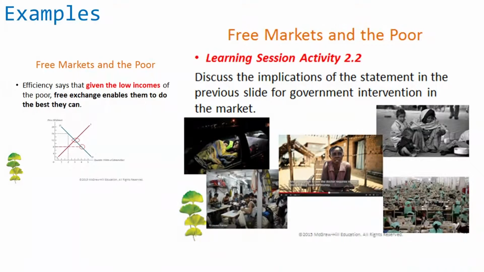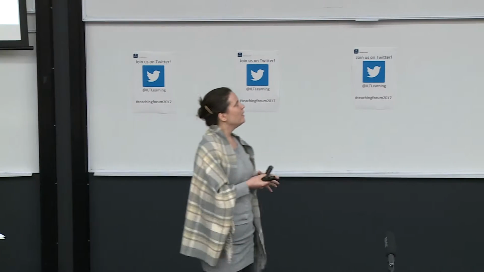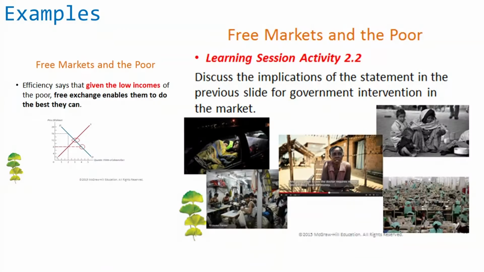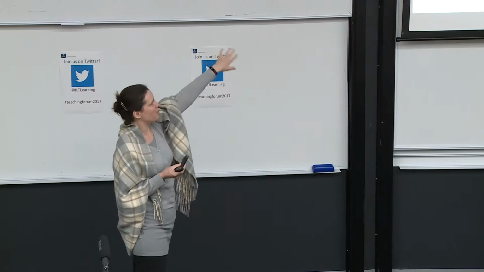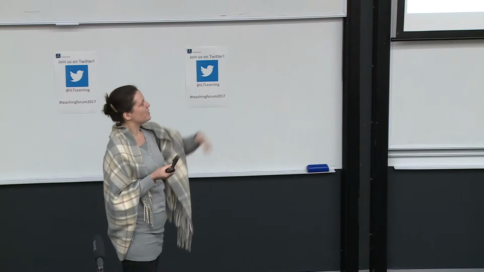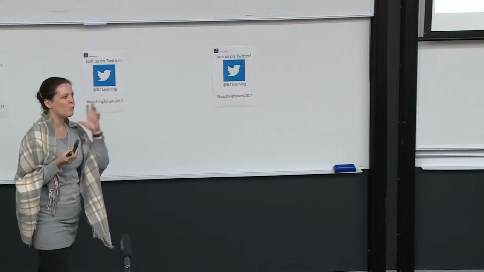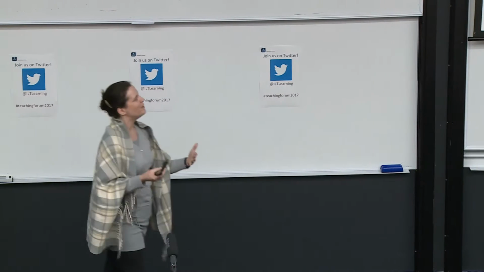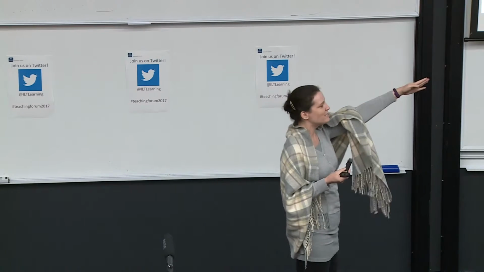Okay, this is an emotive question. This is an outcome: efficiency says, given the low incomes of the poor, free exchange and networks do the best they can. If you just see that, this is how the textbook had it, this is how you see the slide. What you want them to do is start looking at these things and think, well, what do I think about that? What does that mean? Does that mean that these things are the best outcome? Or does that mean that there's something else that we should be doing?